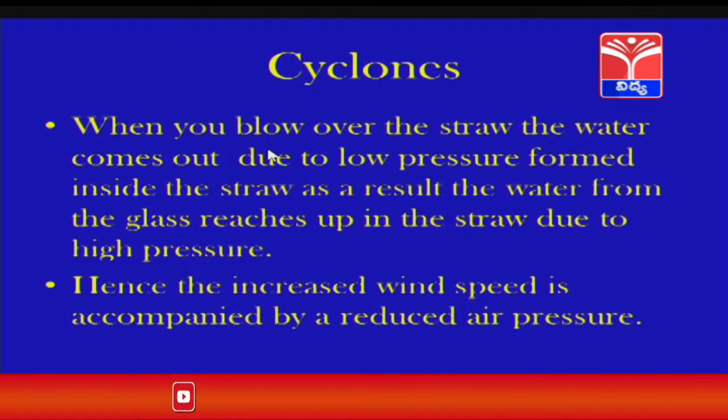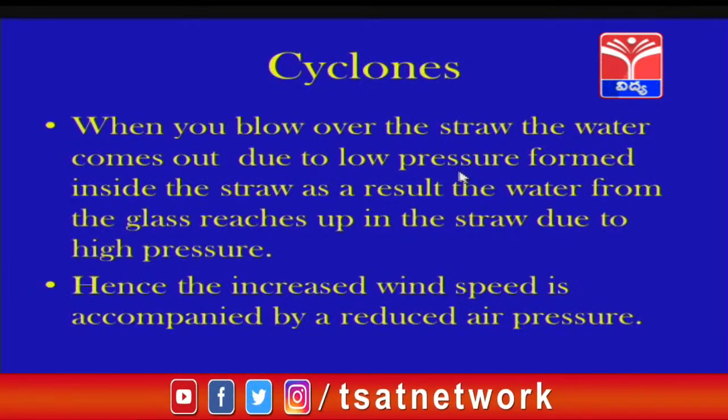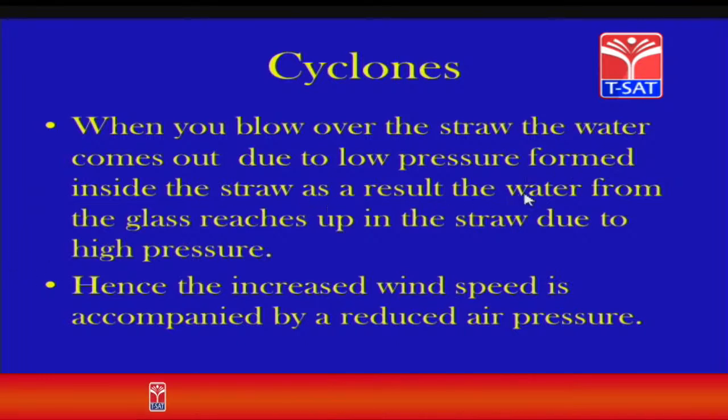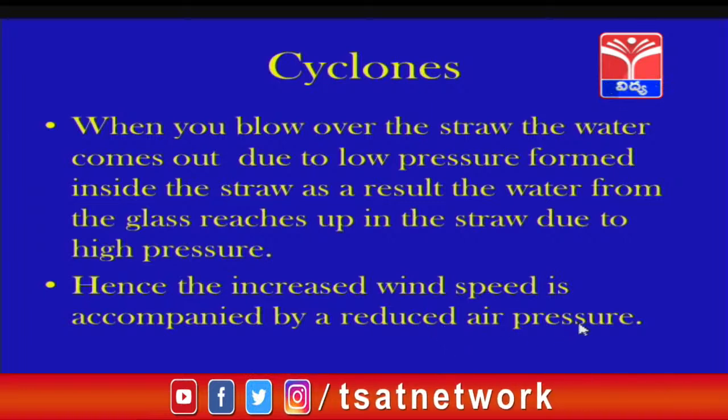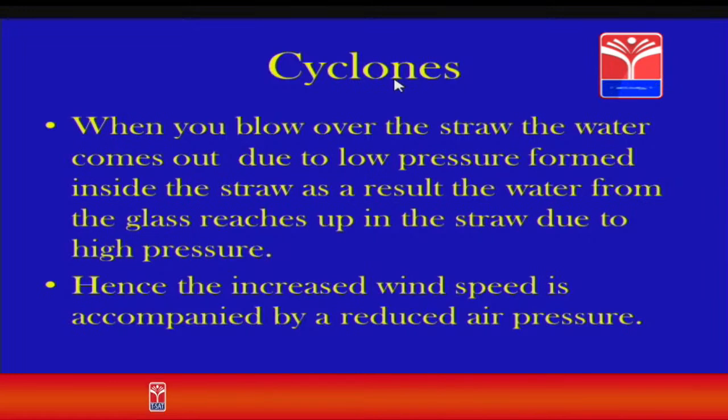When you blow over the straw, the water comes out due to the low pressure formed inside the straw. As a result, the water from the glass reaches up in the straw due to high pressure. Hence, the increased wind speed is accompanied by a reduced air pressure, which is nothing but cyclones. So, am I clear with the concept, children?